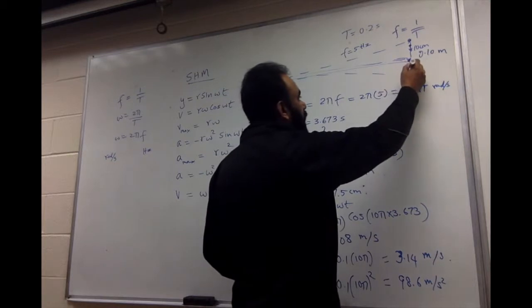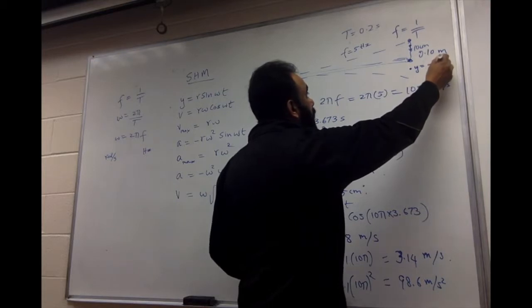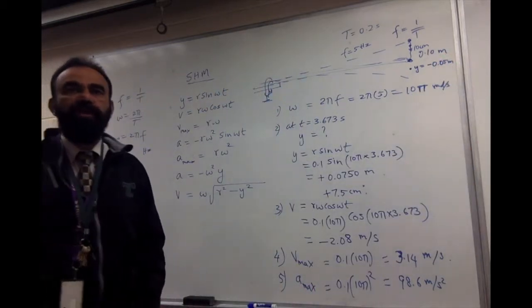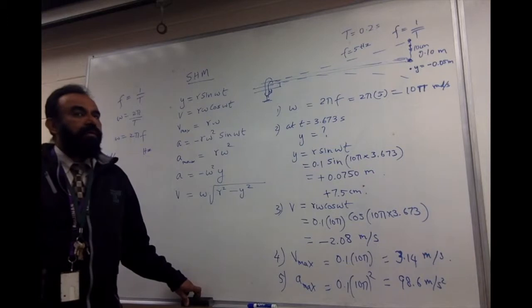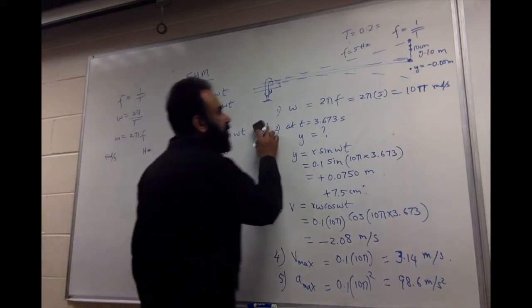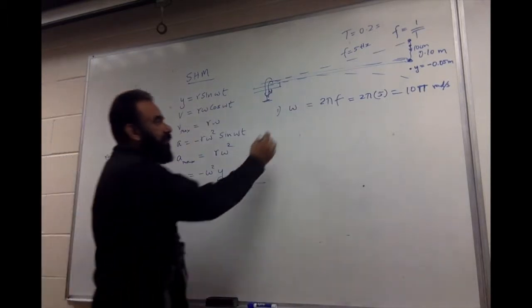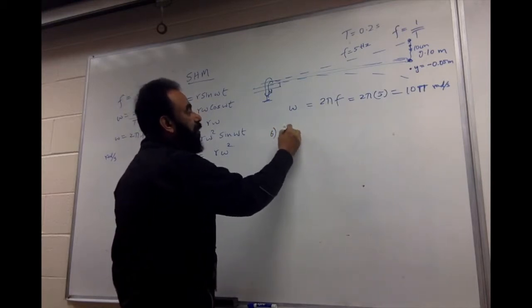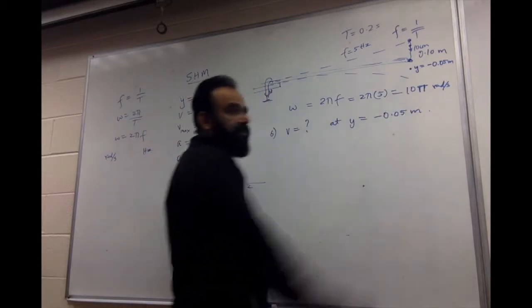Alright, how fast is it moving when the displacement is minus 0.05 meters? How fast is it moving when it is negative 0.05 meters? So which equation is going to be useful there? How fast is it going to move? So V equals what? What is V at y equal to negative 0.05 meters?